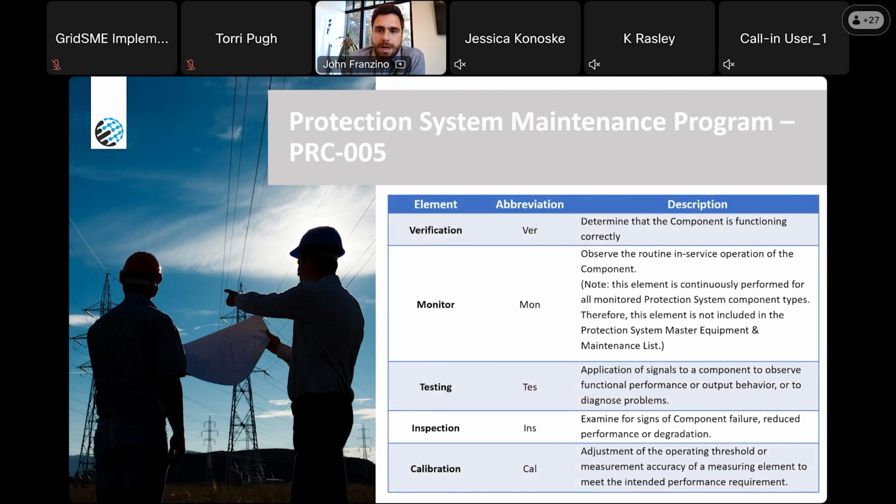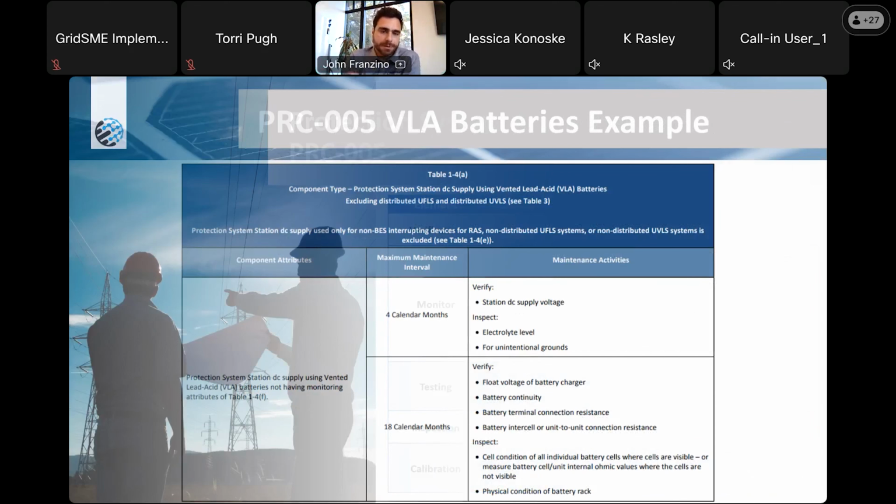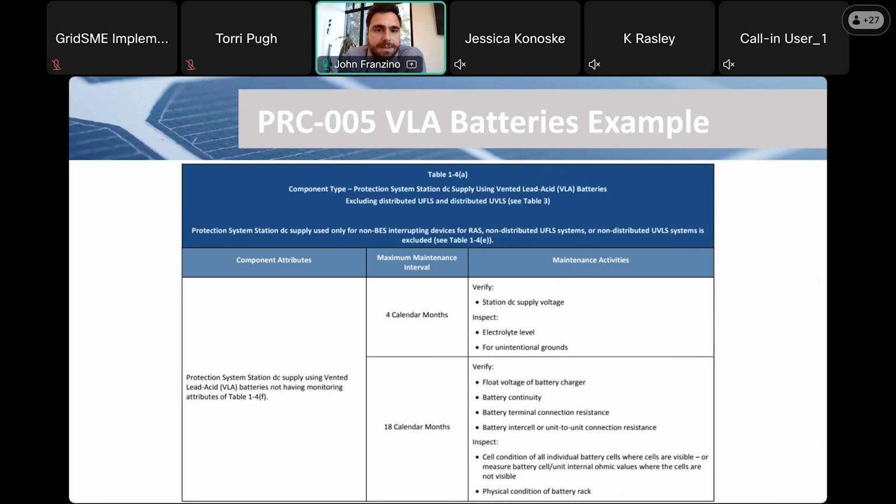So we're going to go through one of the many different tables of examples of the type of protection system element in which maintenance and testing requirements are applicable. But just here's a quick cheat sheet of the different verbiage used throughout these tables. So here we're just looking at a vented lead acid battery example. So the DC power supply for the protection system, typically speaking.